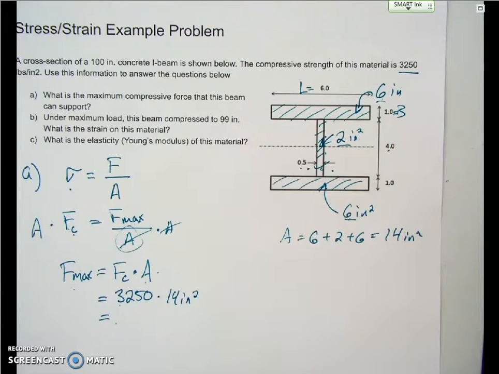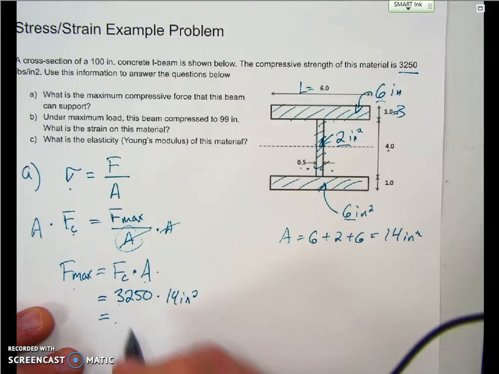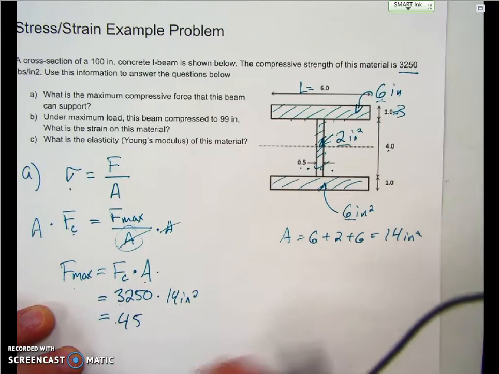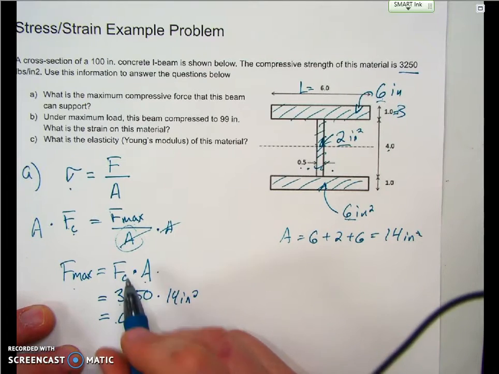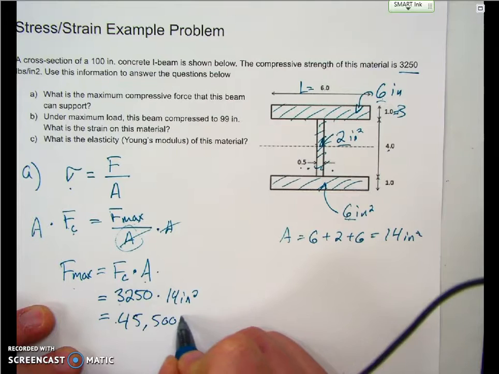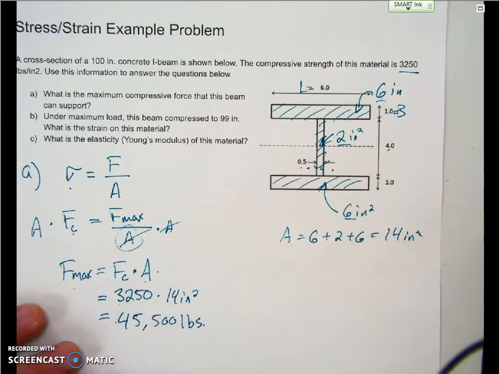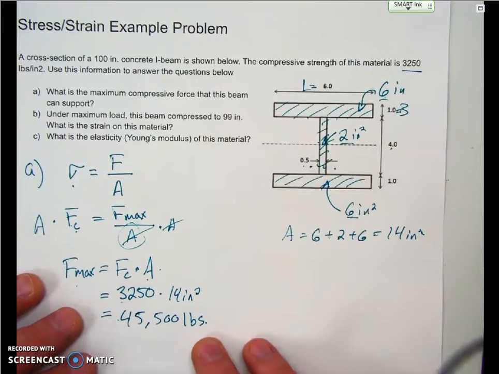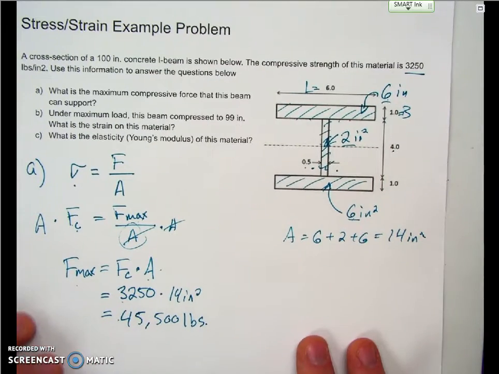And that's going to give me the maximum weight that this particular cross-section can support. All right, if I plug that into my calculator, I'm going to get 45,500 pounds. So this pillar with this cross-section, with this particular strength of this material, can support this much weight. And so that's the maximum force that this pillar can support.